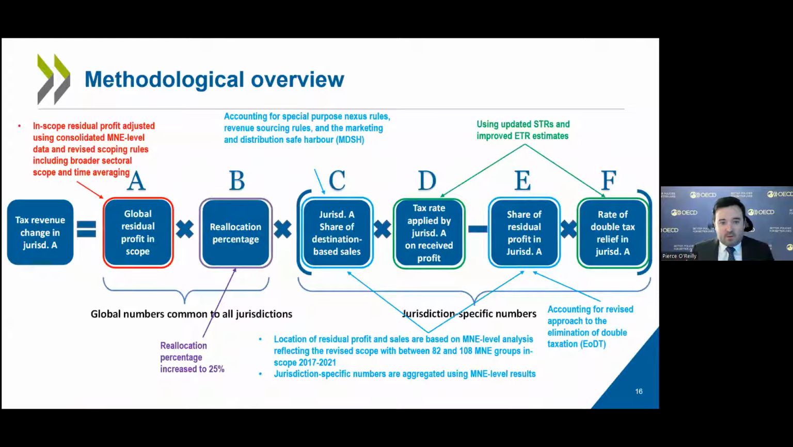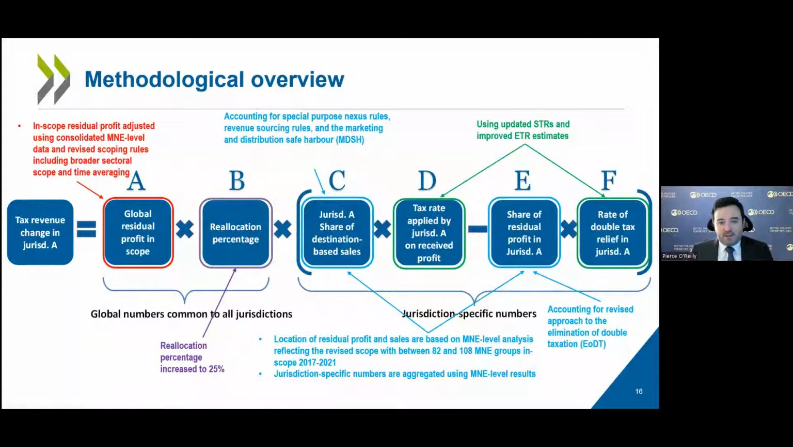I'm sure many will know that residual profit is defined as profit above a 10% return on sales. So for the in-scope M&Es, we calculate the residual profit. Then we multiply that by factor B there, which is the reallocation percentage. So that's 25% as specified in the October agreement. And that gives us the total amount of profit that's actually being allocated under Pillar 1. And so we start with that, and that's a global figure.